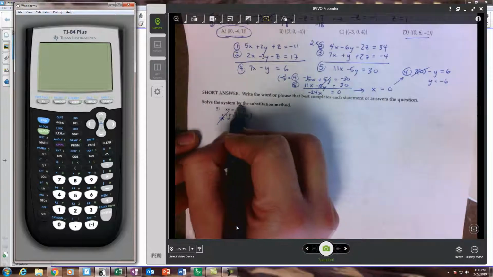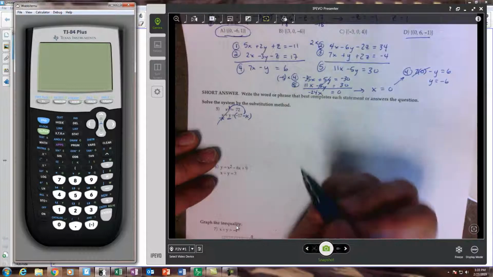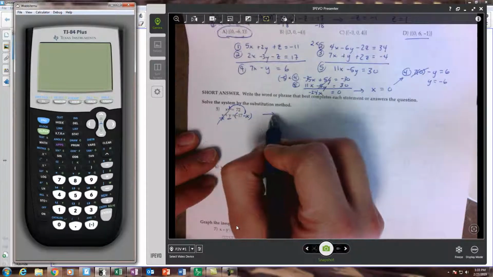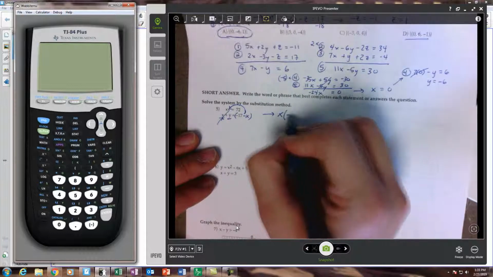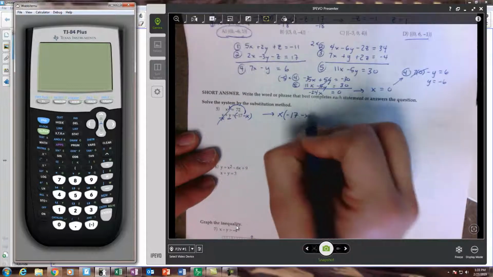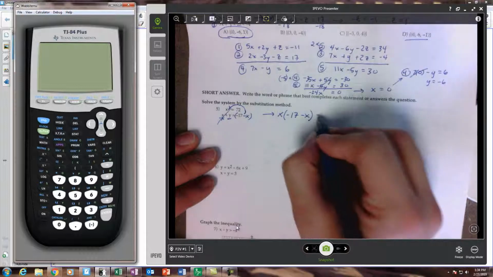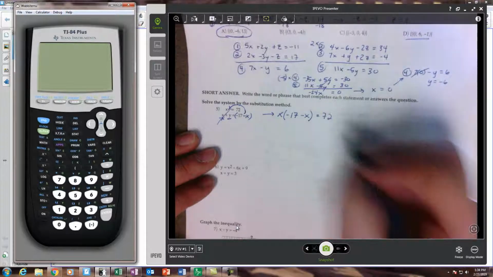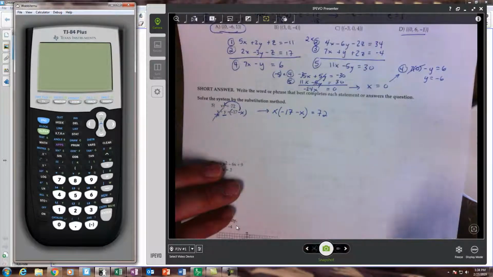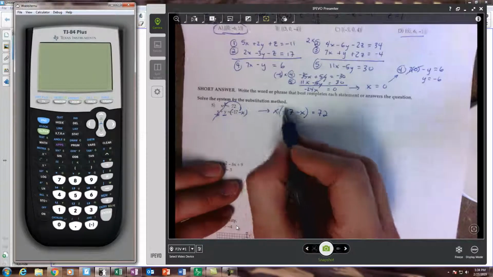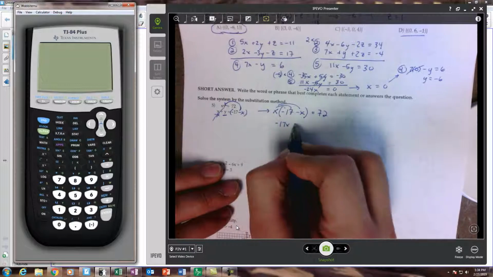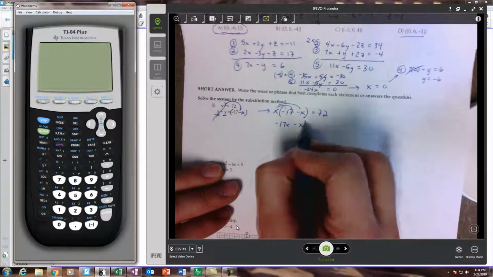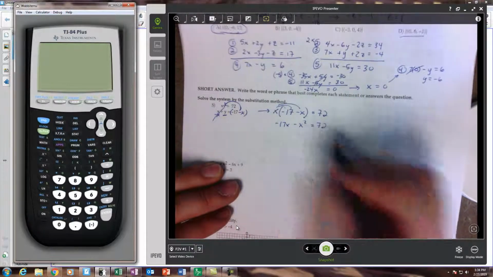That information can go into the other equation where y takes place. That's going to give me x. Instead of y, I'm going to write negative 17 minus x in parentheses, and that should equal 72. I need to clean this up so I can solve it. So if I distribute, I should get negative 17x minus x squared equals 72.